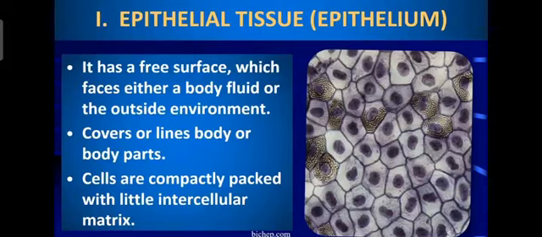Okay, it covers or lines the body or body parts. For example, the covering of the liver is epithelial tissue, the covering of the stomach, epithelial tissue. Clear? Here in the diagram you can see the cells are compactly packed with little intercellular matrix. Cells, if you see, are compactly arranged, they are not loosely arranged. These are compactly arranged with little intercellular matrix. You can see in between the cells, a little bit of matrix is present.